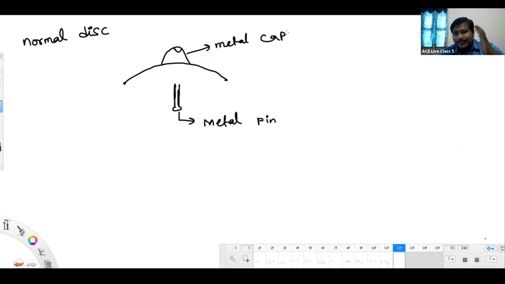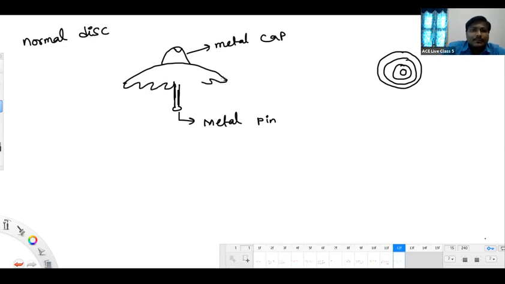Generally, if you see the bottom of the disc, it is circular. In that bottom, you can observe a number of concentric circles. Those concentric circles you see on the bottom side can be represented as some wavy shape, like this. This is the wavy shape we get at the bottom.